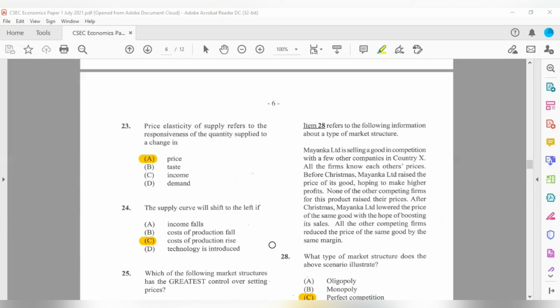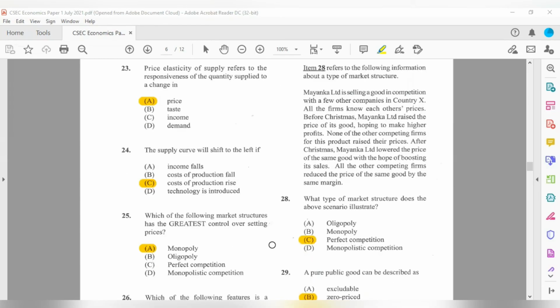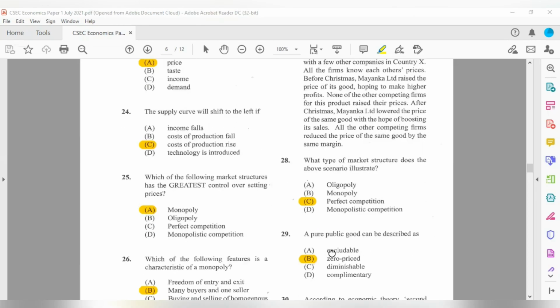After Christmas, Ayanga LTD lowered the price of the same good with the hope of boosting its sales. All the other competing firms reduced the price of the same good by the same margin. What type of market structure does the above scenario illustrate? The answer is C, perfect competition.